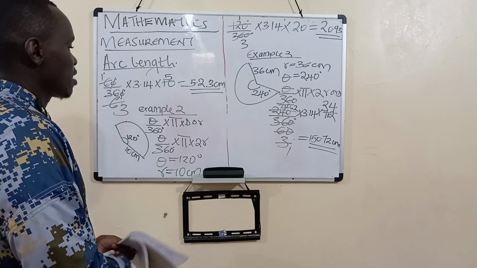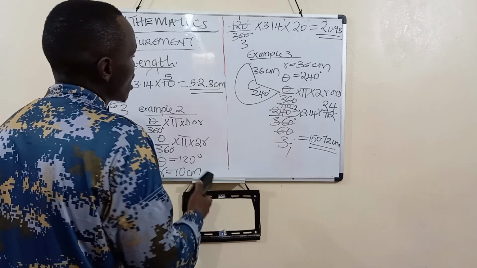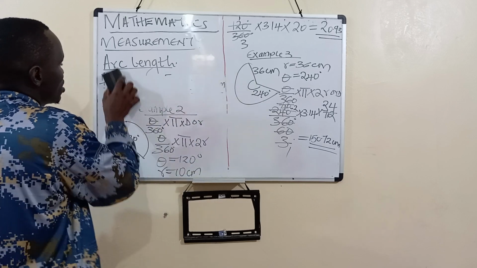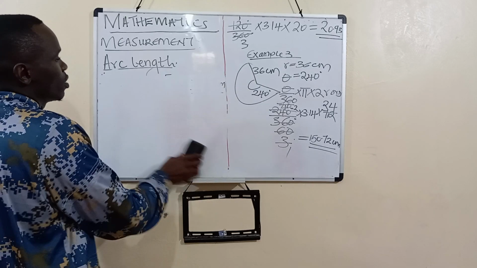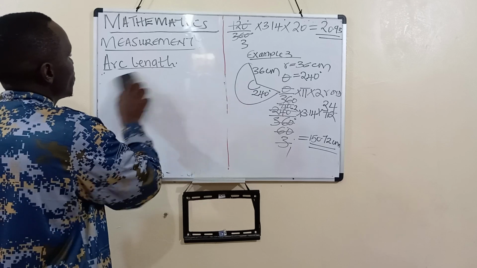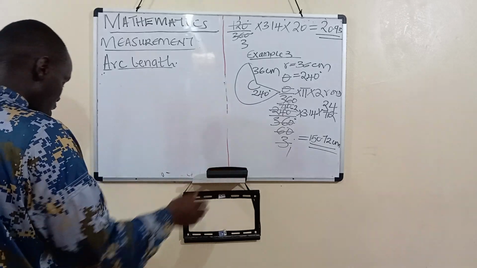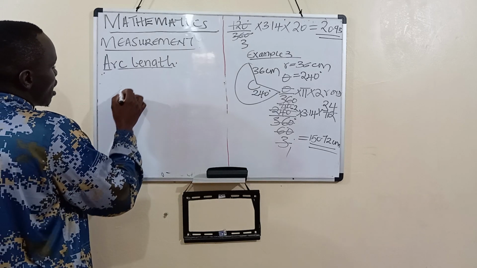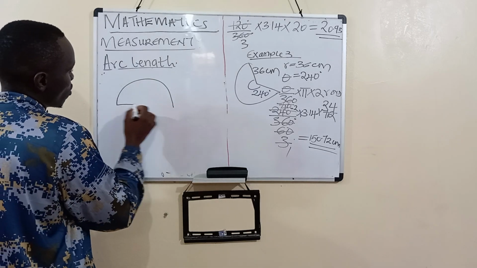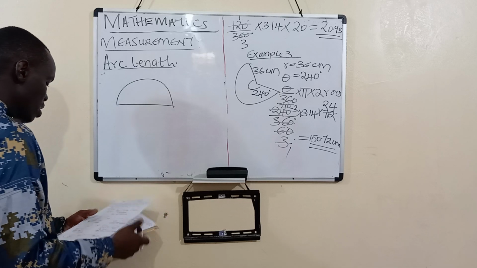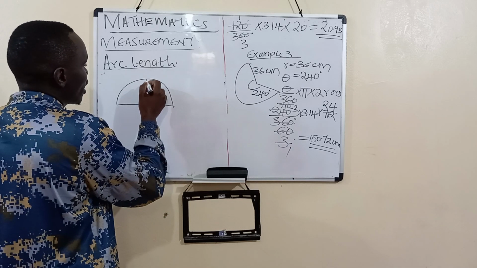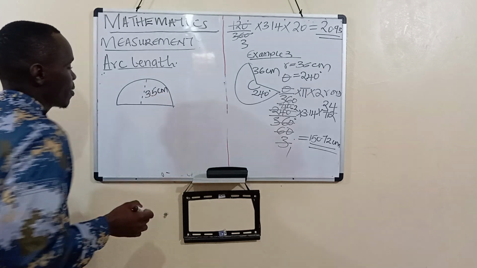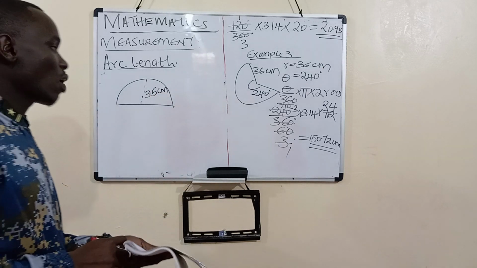Allow me to do the last example in this section, where we have something that is quite unusual, where we'll have a semicircle. We need to get the length of the arc. So in this case, this is quite different.